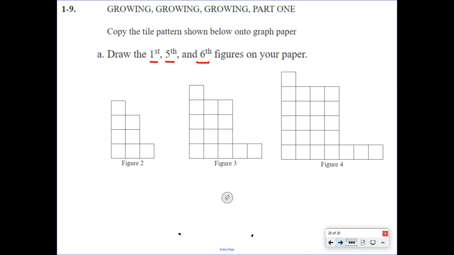So think about it. As you were copying this figure down, which actually helps you, did you get any ideas of, oh, I think it's going like this? If you haven't, go ahead and pause the video again and really look at the pattern and see if you can find a connection. How do you think we would draw figure 1, 5, and 6? When you think you have an idea, unpause the video and see if you are correct.